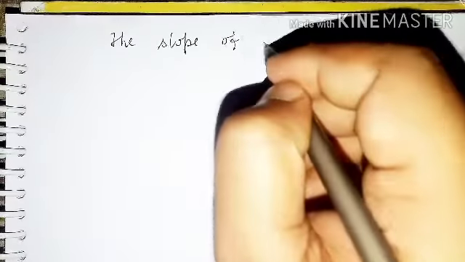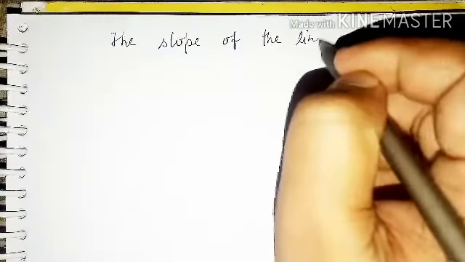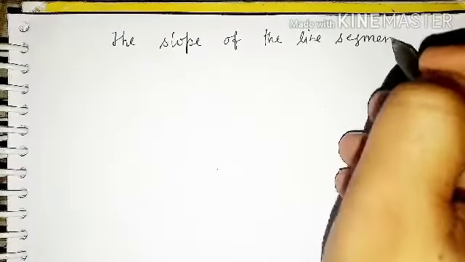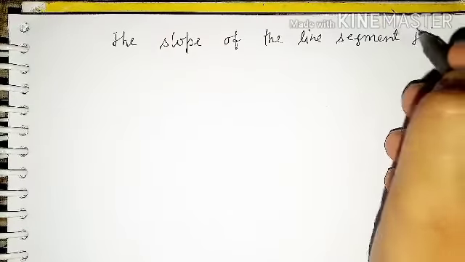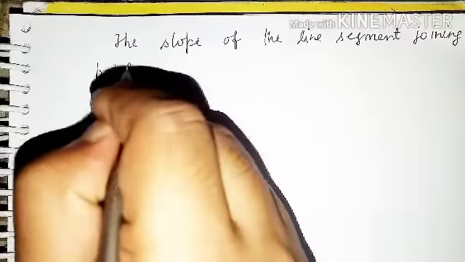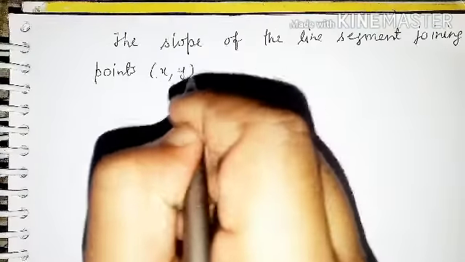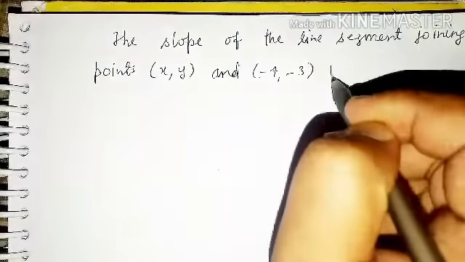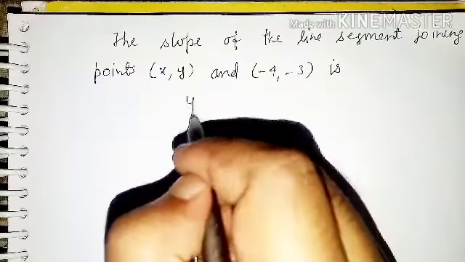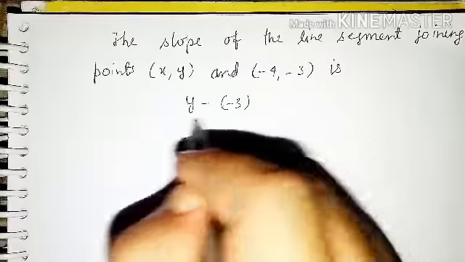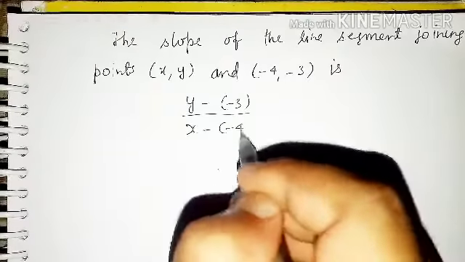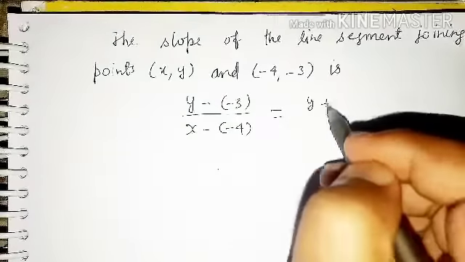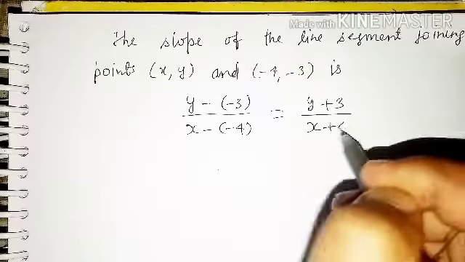The slope of the line segment joining the points (x, y) and (-4, -3) is, we know, y minus (-3) by x minus (-4), which is equal to y plus 3 by x plus 4.